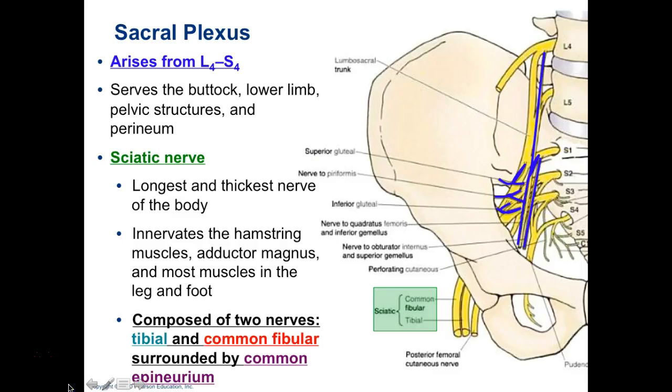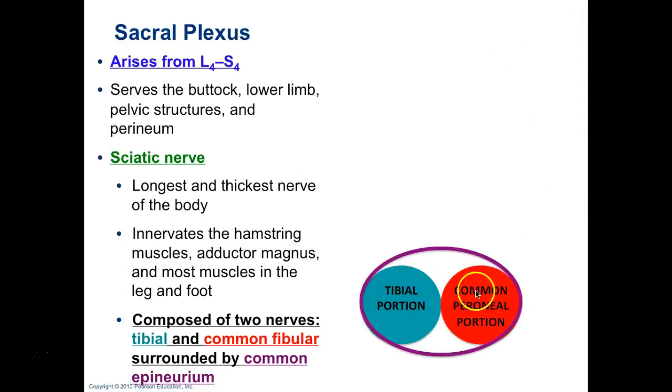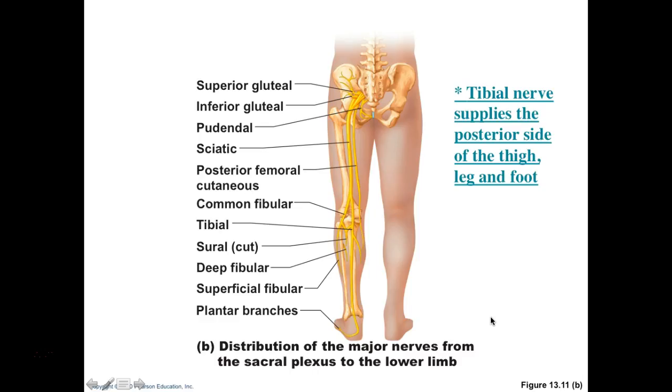Okay, so this tibial and common fibular nerve is surrounded by a common epineurium. So remember, that's the outer layer of a nerve, and it binds it together. So when we're in lab, if you really wanted, you can take your sciatic nerve and divide out these two portions of the sciatic nerve.